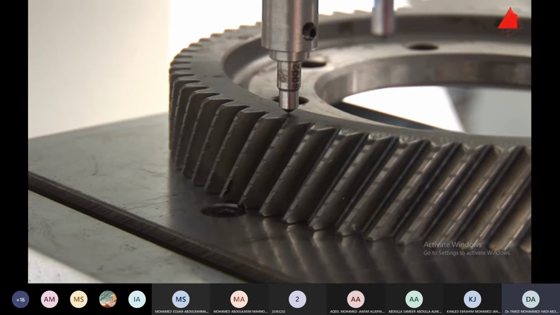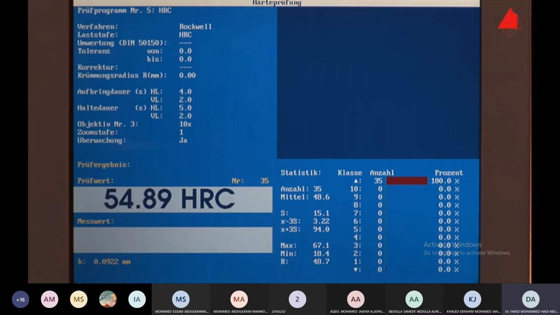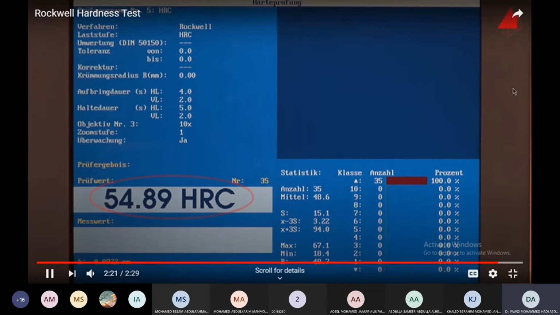In modern testing machines, the Rockwell hardness test is fully automated. That's why the Rockwell hardness test is used so often in automated production lines. That's it. The Rockwell hardness of our gear wheel is 55 HRC. This result is displayed on the screen.